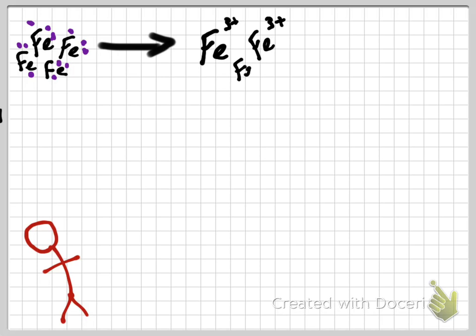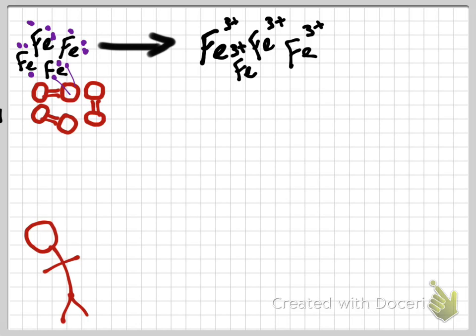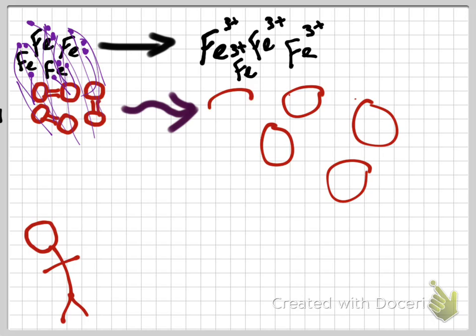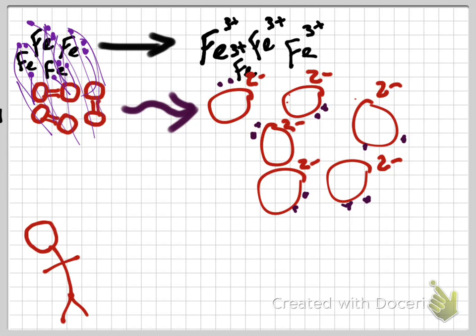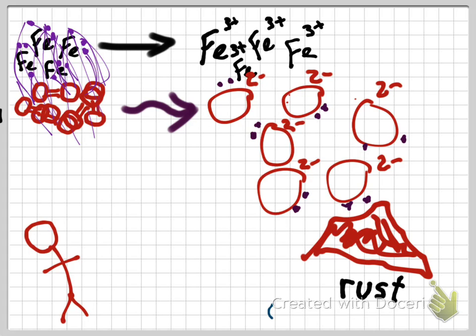The iron atoms have valence electrons that are transferred to the oxygen atoms. Now, when this happens, the iron becomes a positive ion, and the oxygen becomes the negative oxide ion. And what we have is rust.